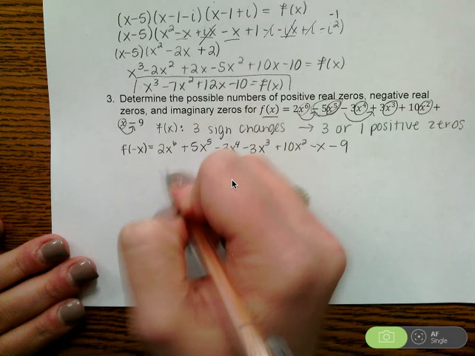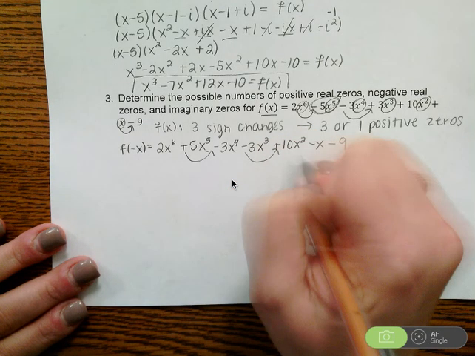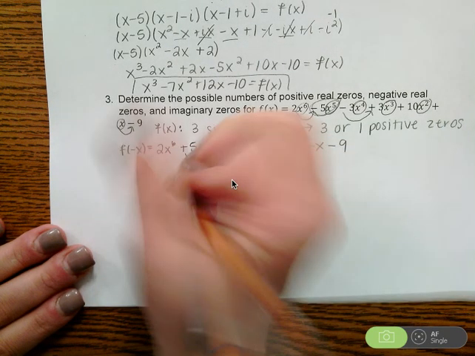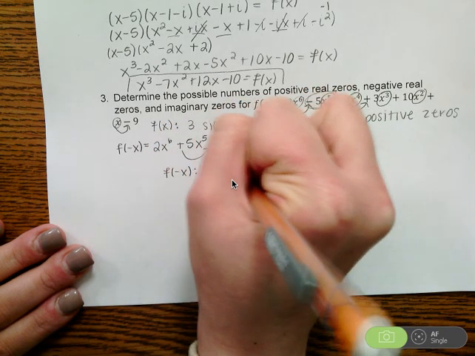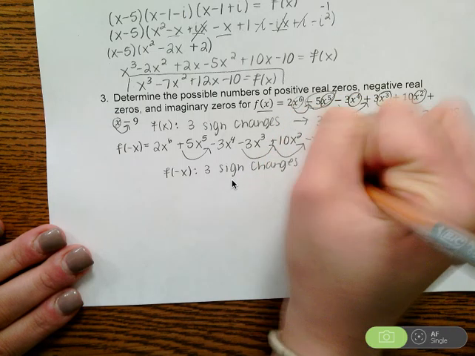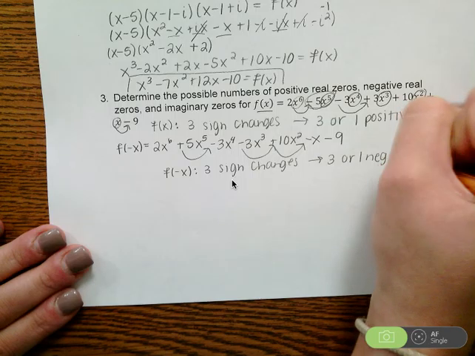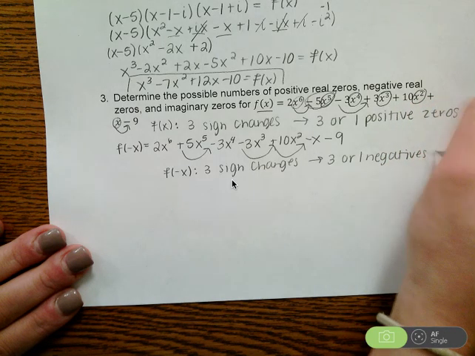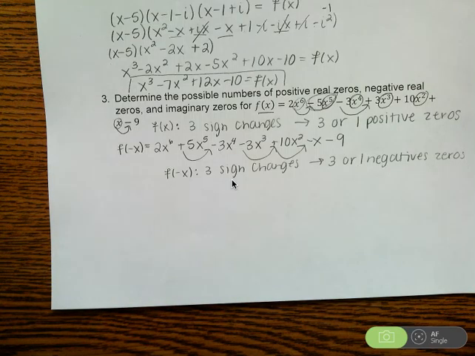And then if we detect the sign changes there, there's 1, 2, and 3 sign changes. So for f of negative x, we also have 3 sign changes. So we have 3 or 1 negative zeros. And again, we don't know if it's 3 or if it's 1, but I'm just telling you it could be 3 or it could be 1.